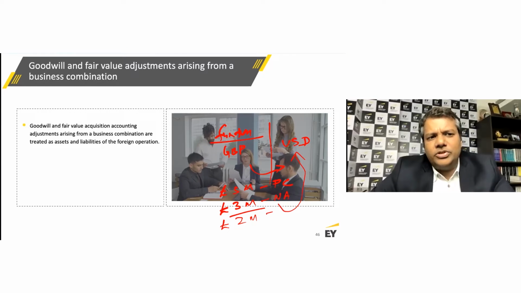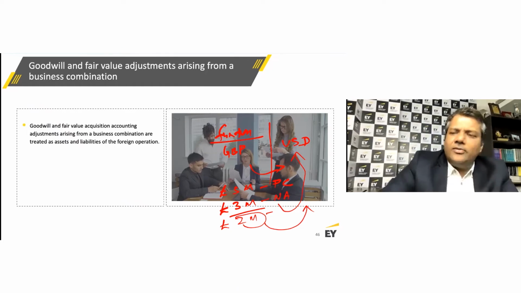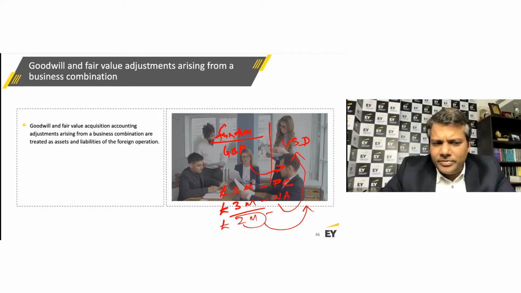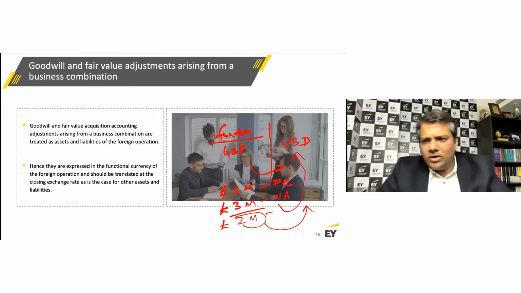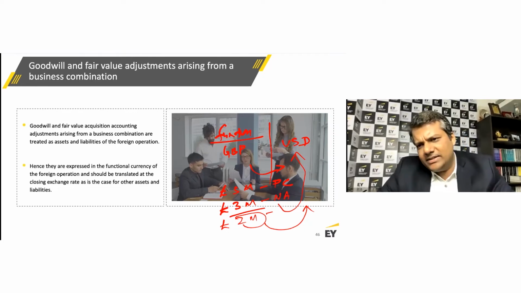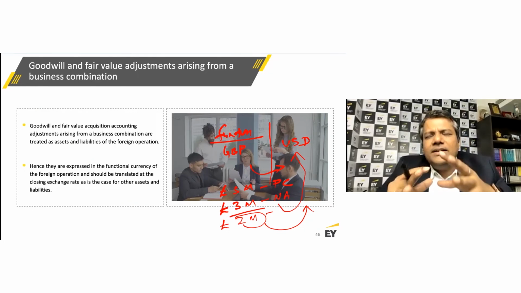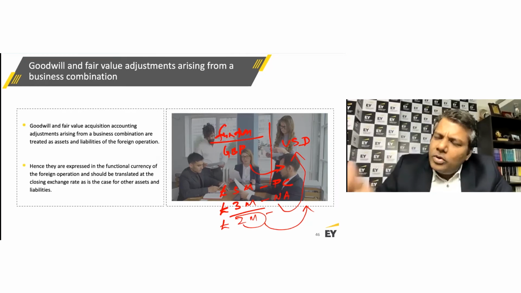Goodwill and fair value acquisition accounting adjustments arising from a business combination are treated as assets and liabilities of the foreign operation. This 2 million is treated as the asset of the foreign operation in a way. Hence, they are expressed in the functional currency of the foreign operation and should be translated at the closing exchange rate, as in the case for other assets and liabilities.